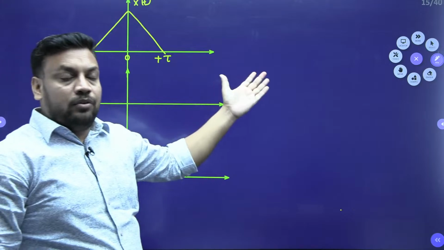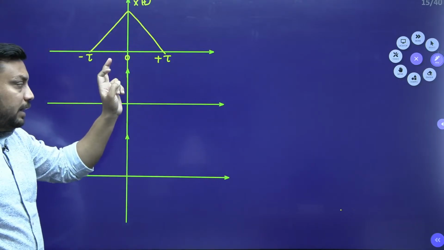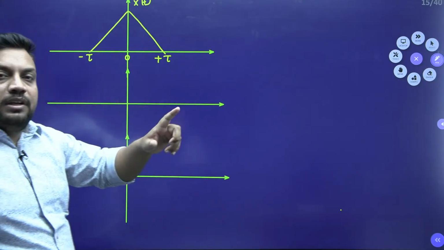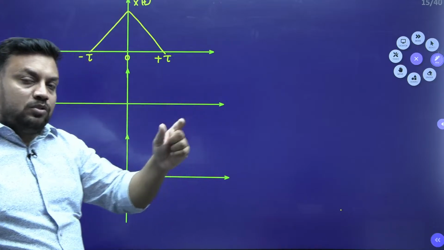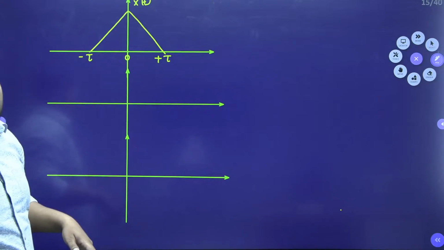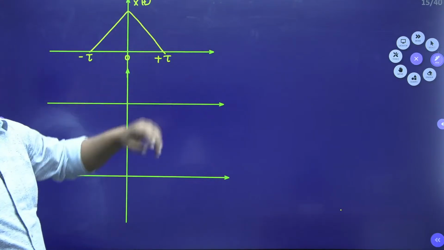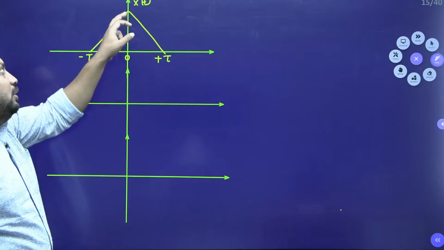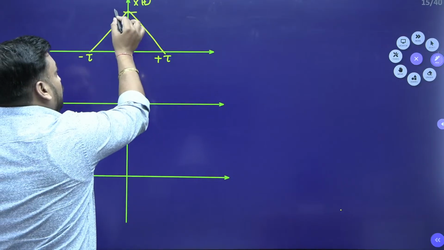This is a confusion students generally have. In the rectangular pulse, the overall time duration is tau, from minus tau by 2 to plus tau by 2. But here the overall width of the triangular pulse is 2 tau. As far as area is concerned, it is also A tau. Why? Half into width into height. Its width is 2 tau and height is A.